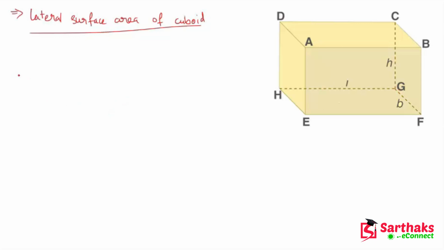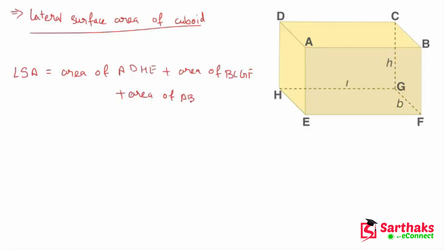My dear friends, so LSA will be the area of ADHE plus the area of BCGF plus the area of ABFE plus the area of DCGH.